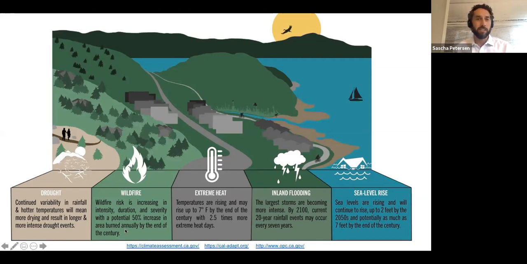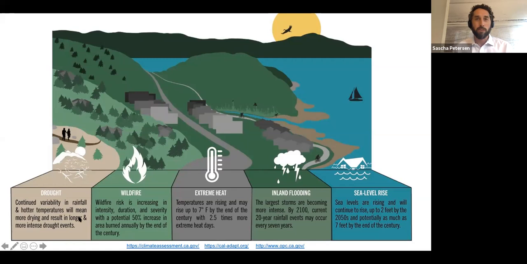Obviously, wildfire, we saw that in the poll at the beginning, is a known concern for the county and for the town, and that's not going away. As temperatures warm, the risk of wildfires is likely to increase, and there are projections that show the extent of the area burned in Northern California increasing.